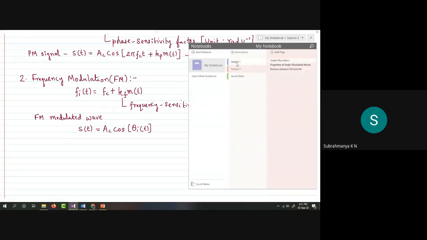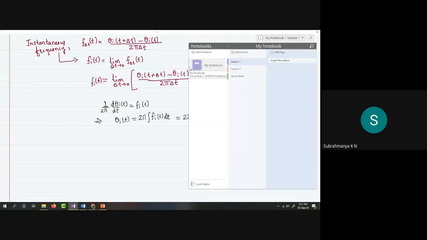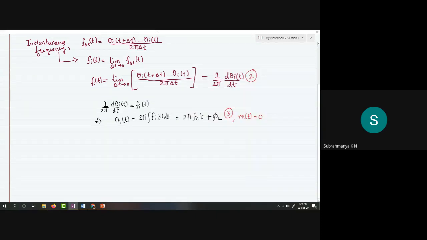If I go back to yesterday's session, this was the relation between instantaneous frequency and instantaneous angle, where fi(t) is nothing but 1 over 2 pi d theta_i(t) by dt. This is the relation between the instantaneous frequency and the instantaneous angle. Now we have the instantaneous frequency, we need to get theta_i(t). How do we get it? We just have to integrate on both the sides. That also we did yesterday. We need to integrate on both the sides and get the modulated waveform. So we'll do that now.